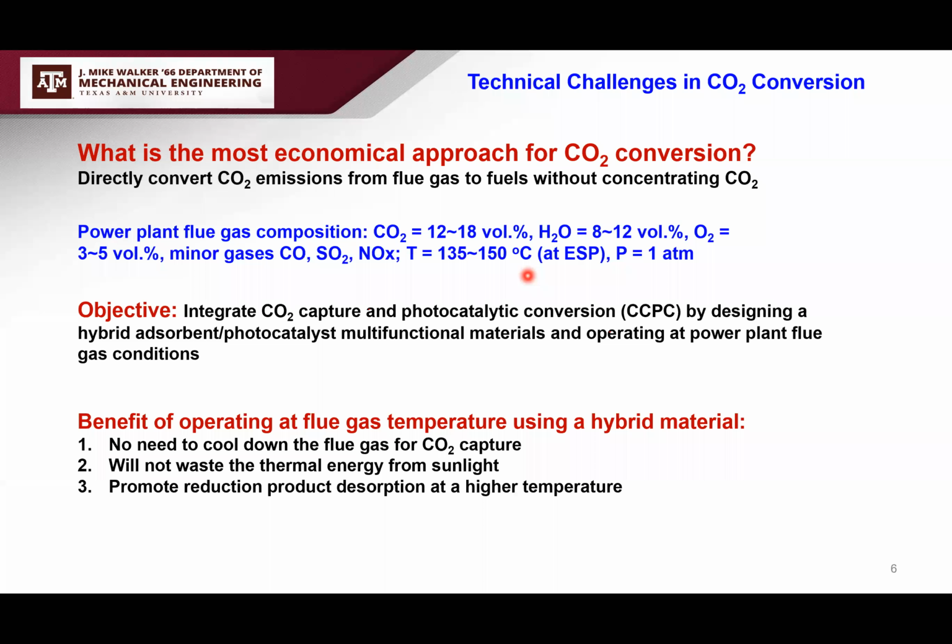Secondly, you don't waste the thermal energy from sunlight. Conventionally, photocatalysis was conducted at room temperature or near room temperature. So by shining sunlight, you use the UV portion, but you discard the IR part, and then you have to cool it, so that's extra cost. If you can run at a higher temperature using sunlight, that's a perfect match. Lastly, by operating at a higher temperature, we can promote product desorption, which is sometimes actually a limiting factor for these reactions.